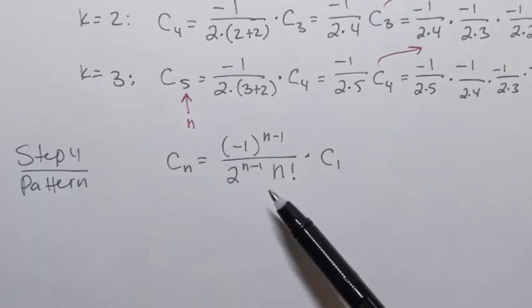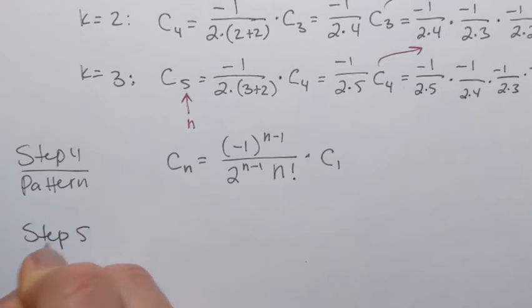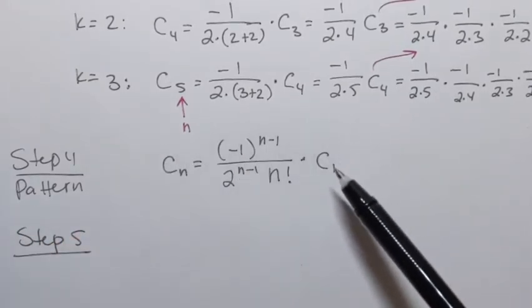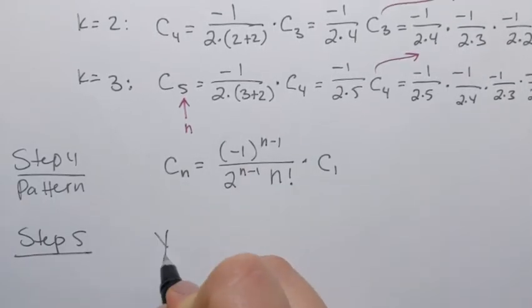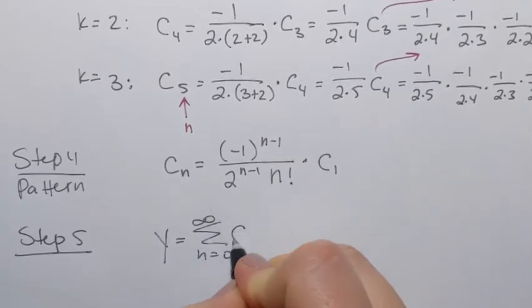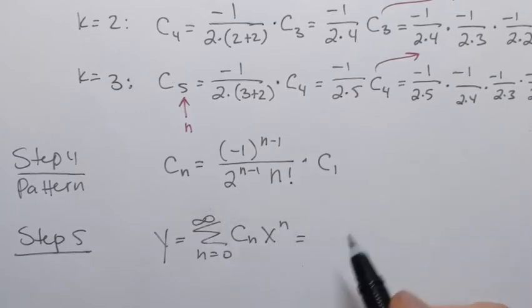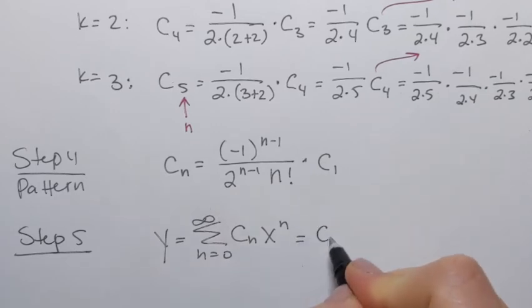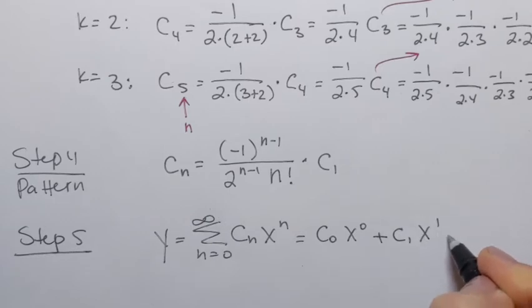We're going to come back to that pattern in a little bit. But what we're doing right now in step 5, we're going to take what we found about the coefficients of the power series and substitute it back into the solution. Remember, solution is the power series y equals summation n goes from 0 to infinity, c sub n x to the power n. Okay, so I'm going to expand it. This means that, well, first it's c sub 0 x to the power 0 plus c sub 1 x to the power 1 plus c sub 2 x to the power 2 plus c sub 3 x to the power 3, and so on and so forth.